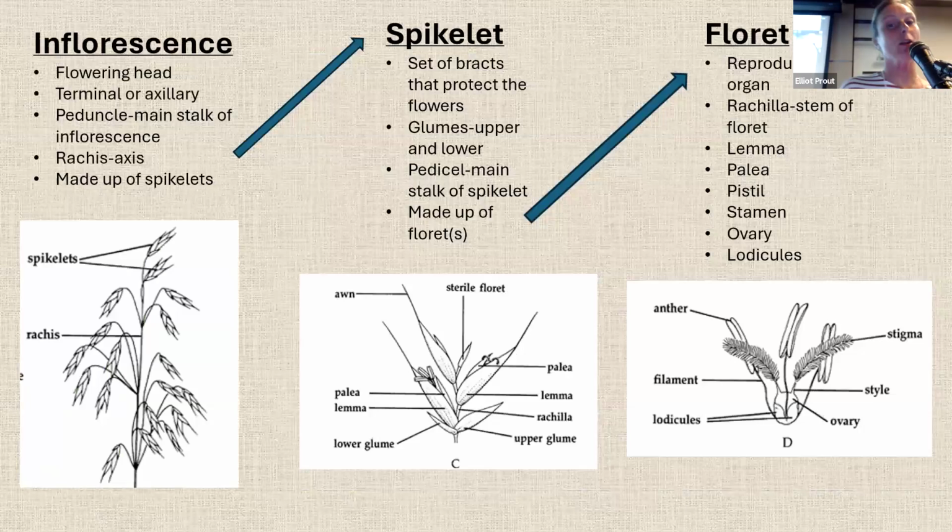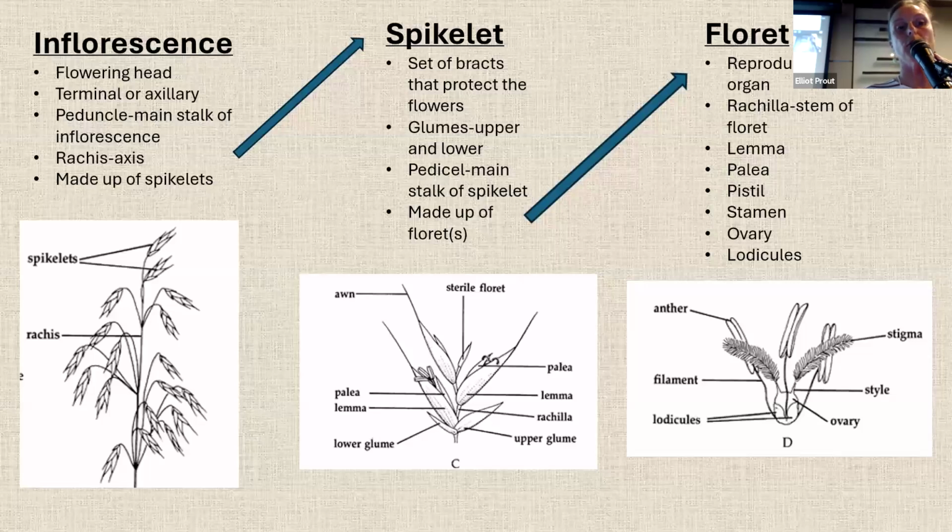All right, we're going to look at this same diagram in just a little bit different way. The reason for this organization is to help you be familiar with the terminology and the structures that go with each structure, if you will. So the inflorescence, of course, that's that aggregation. It's the flowering head. On a grass, it could be terminal, which is at the end, or it could be axillary along that culm, vocabulary word. The stem of the inflorescence is the peduncle.